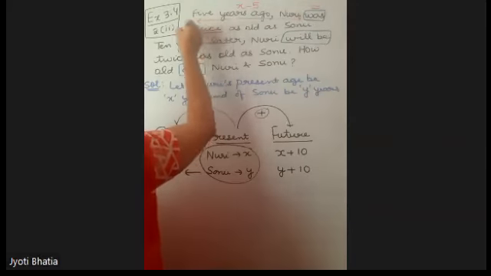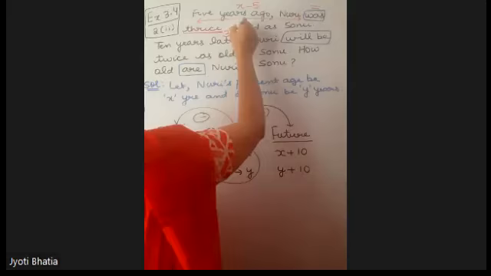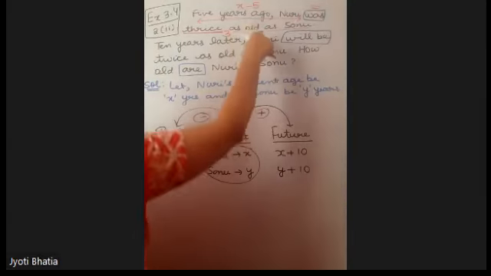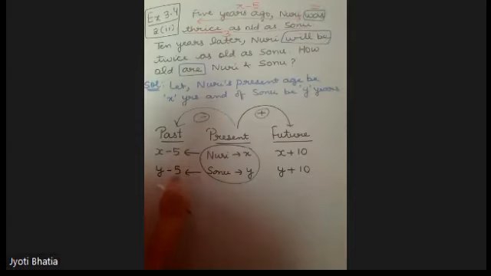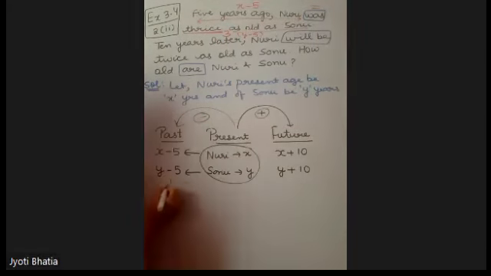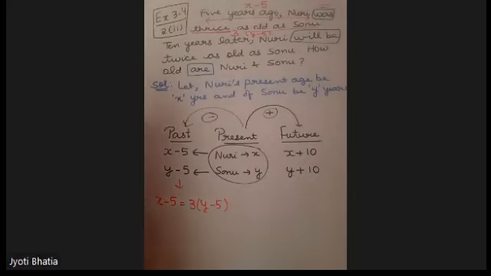Thrice means 3 times. 3 times of whom? Sonu's. And what was Sonu's age 5 years ago? Y minus 5. So can you tell me the first equation from here? X minus 5 is equal to 3 into Y minus 5. And this Y minus 5 should be put in brackets. Is that okay, children? Yes. Are you with me?